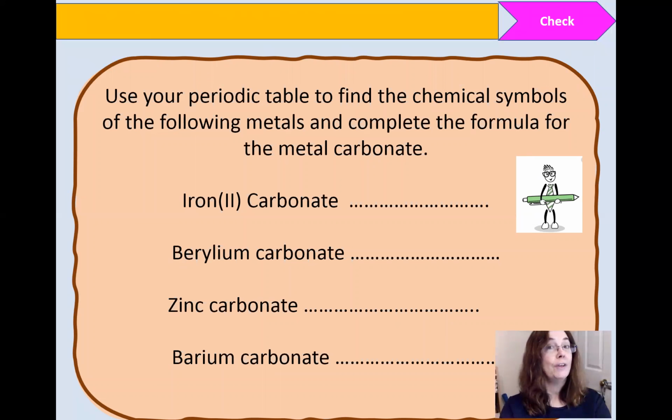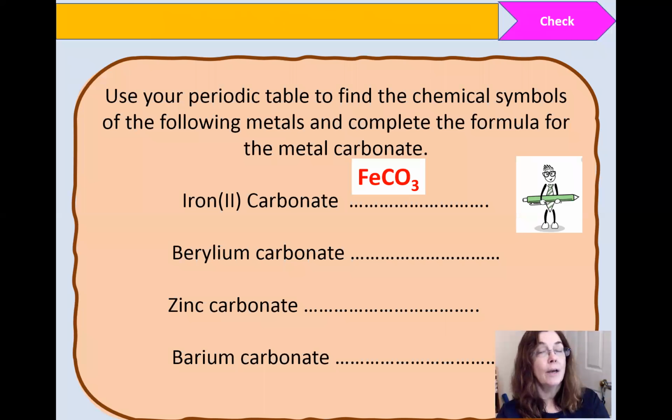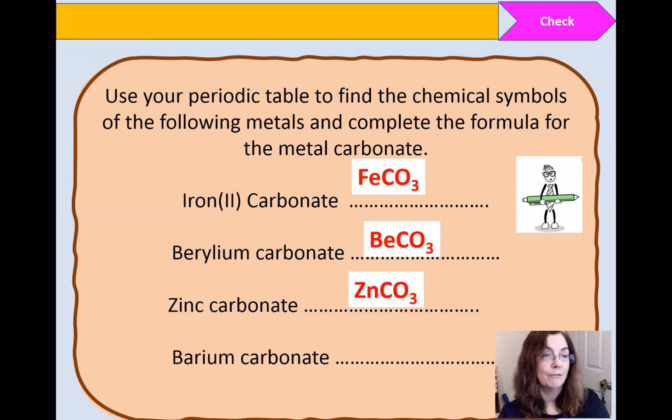Okay, so how did you do with the formula? Iron is Fe and carbonate is CO3, so the formula is FeCO3. Beryllium, Be, carbonate, CO3, so you should have got BeCO3. And then zinc carbonate, Zn, CO3. And barium carbonate, barium is Ba and CO3. Okay, so make sure you've got those ticked. If you've got them wrong, then write in the correct answer with your green pen. Off you go.